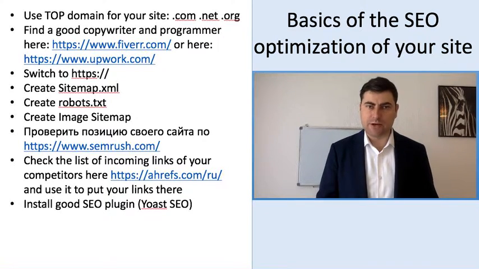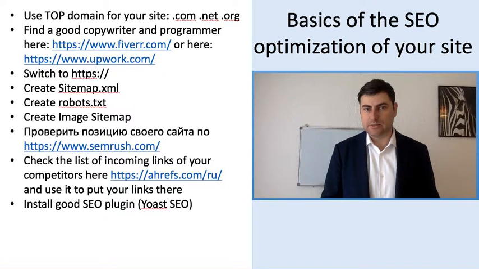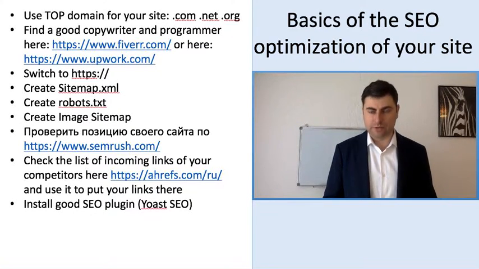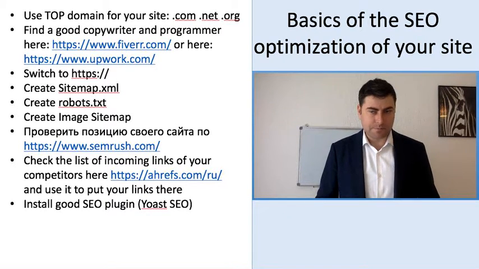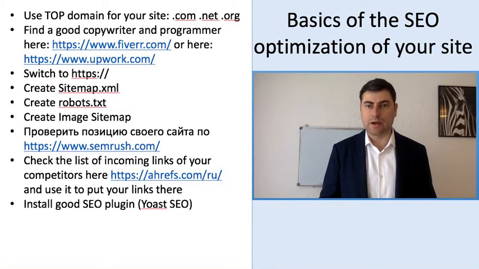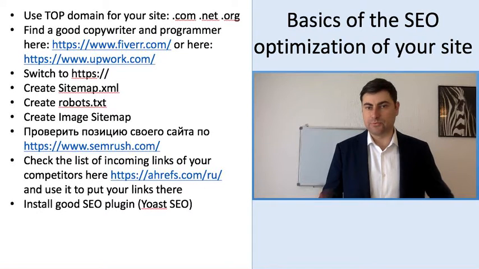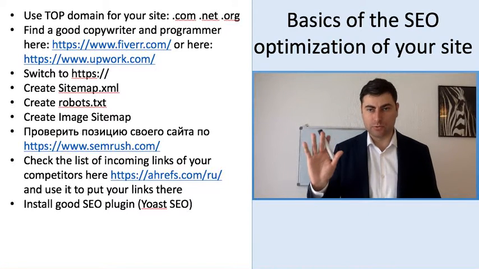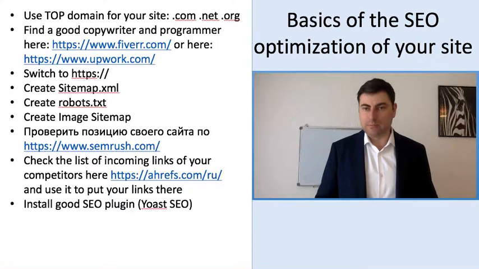Then find a good copywriter and programmer. If you are a programmer or webmaster and you know everything about website building, you don't need to find a programmer, obviously. However, you might need a good copywriter. Why? I will explain in the future lessons. And I would recommend you to find one that speaks English well and speaks your language as well. If your native language is, for example, Chinese or German, another language, that you can explain what you need in your own language, and this copywriter will be able to make some texts for your website. About text, I will talk in later lessons. Now let's get back to the basic SEO optimization.